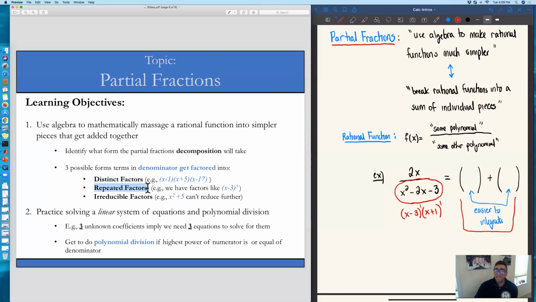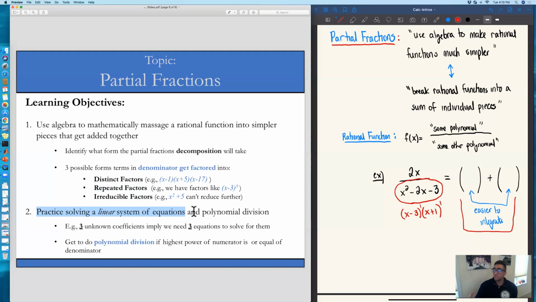We could see possible repeated factors showing up in that factored denominator, or we could see irreducible factors, like this one here, just for example, x squared plus 5. We can't break this into any two monomials, an x plus or minus a number times an x plus or minus a number. X squared plus 5 is as factored as that thing gets. The other things we'll see come into play today is we're going to be able to practice solving linear systems of equations, in other words, if we have a system of 3 equations and 3 unknowns, we'll practice solving for those 3 unknowns, or 2 equations and 2 unknowns and things of that nature.